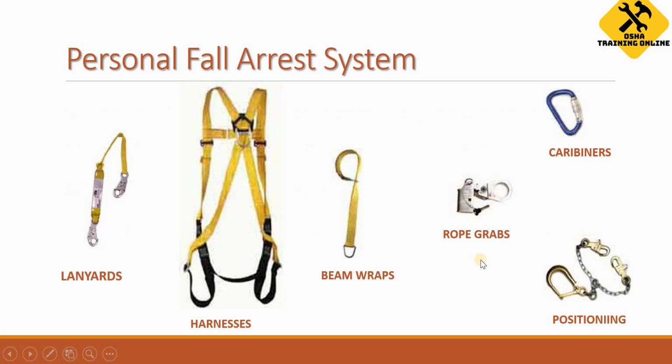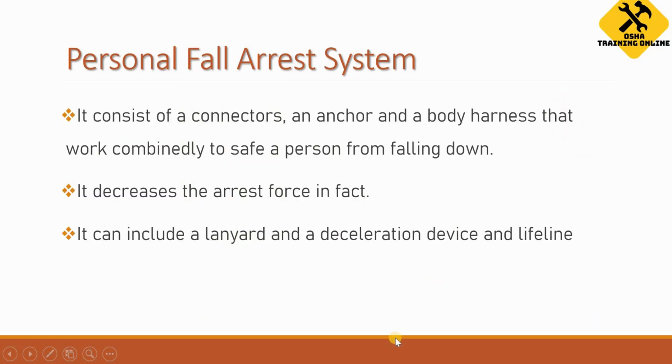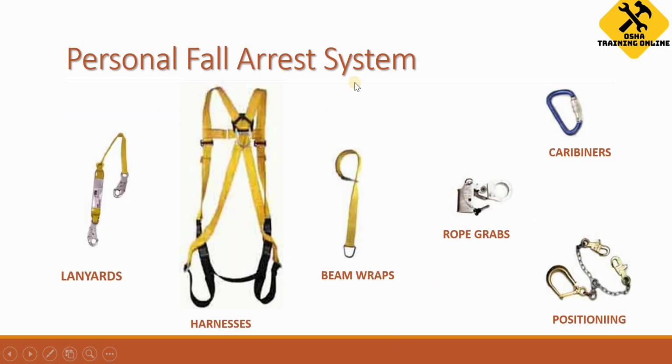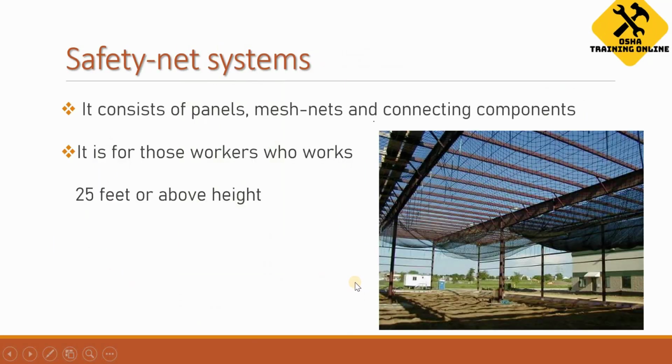So what's its role? The role of this rope grab is to minimize the arrest force and not exert a lot of pressure or force on the worker, so the worker does not feel much force on him. So all these devices work combined to protect a worker from falling down.